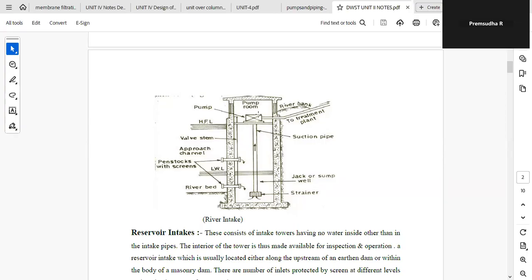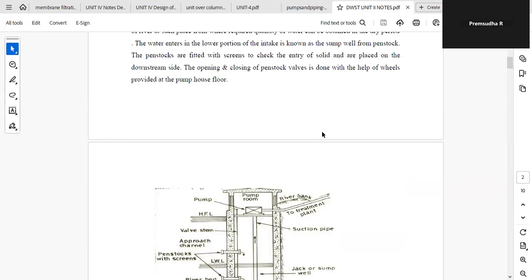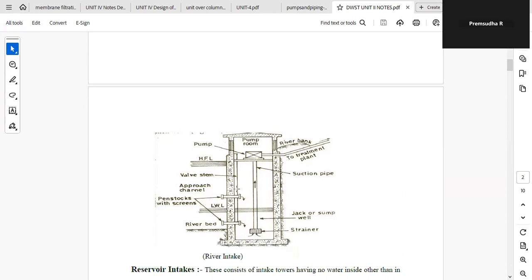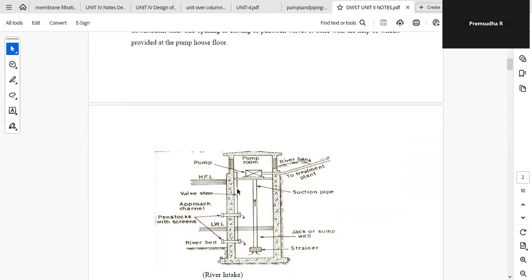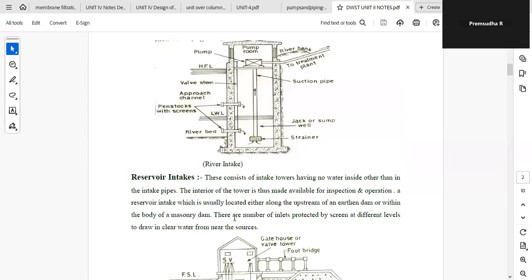From the pump house, the water is taken to the treatment plant. The opening and closing of the penstock valve is done with a net pump, beads provided at the pump house door.